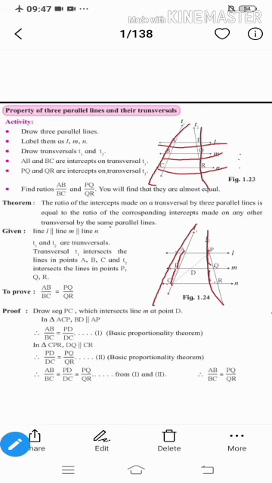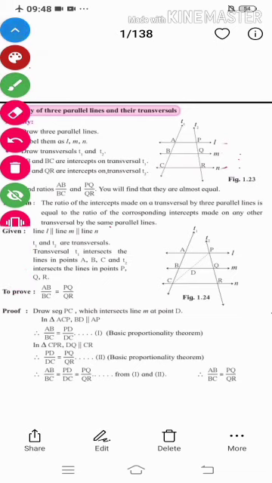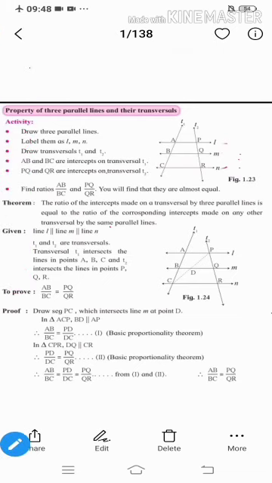Now the proof. First we rub whatever we drew over here. Now draw segment PC, which intersects line M at point D.